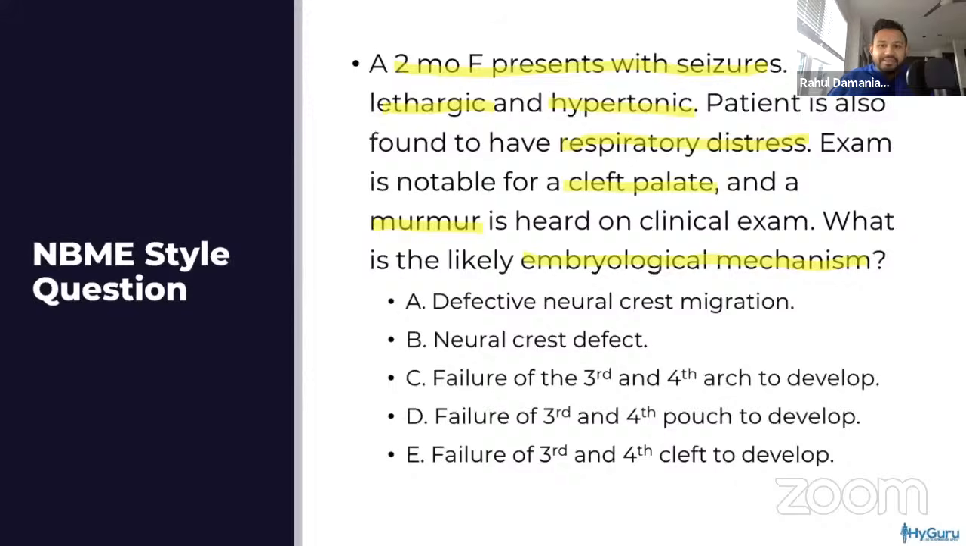So, patient has seizures, a midline defect, a heart murmur. What do you all think is the answer here? Is it neural crest migration, a neural crest defect, third and fourth pharyngeal arch to develop, third and fourth pharyngeal pouch to develop? What do you all think? Awesome. We have a lot of good answers, and you're absolutely correct. This is a failure of third and fourth pouch to develop.